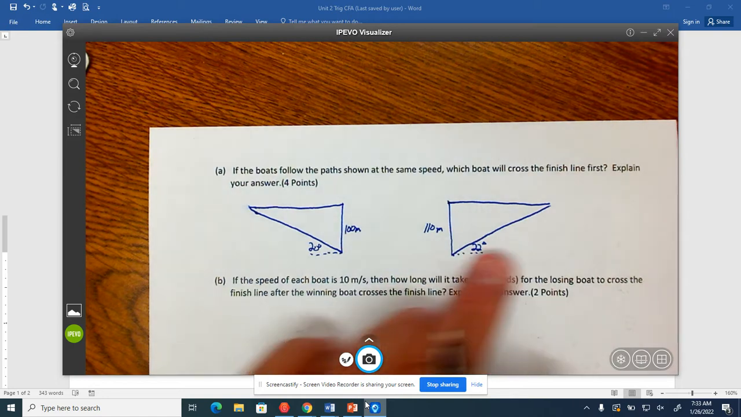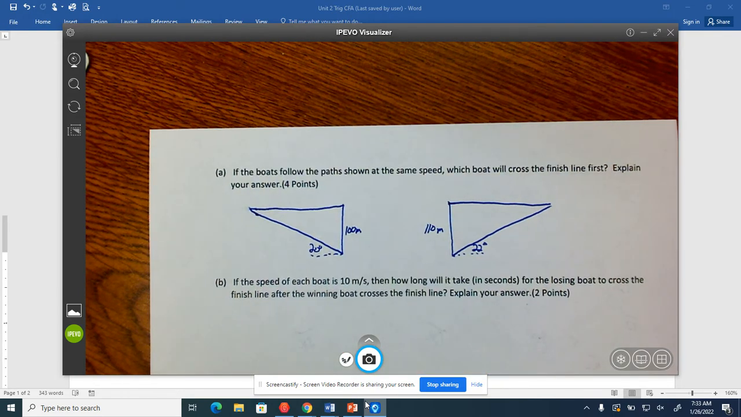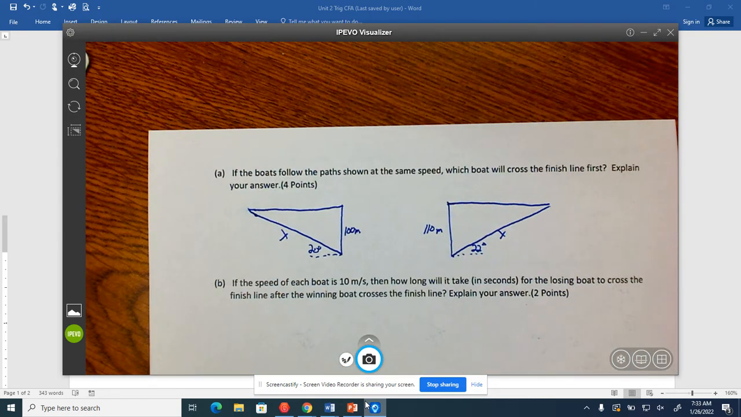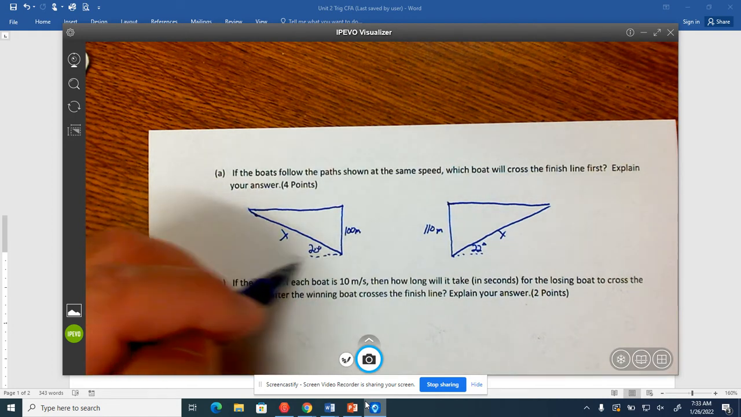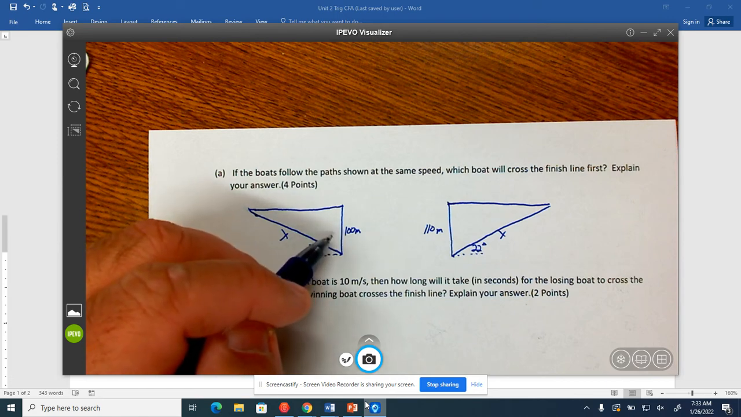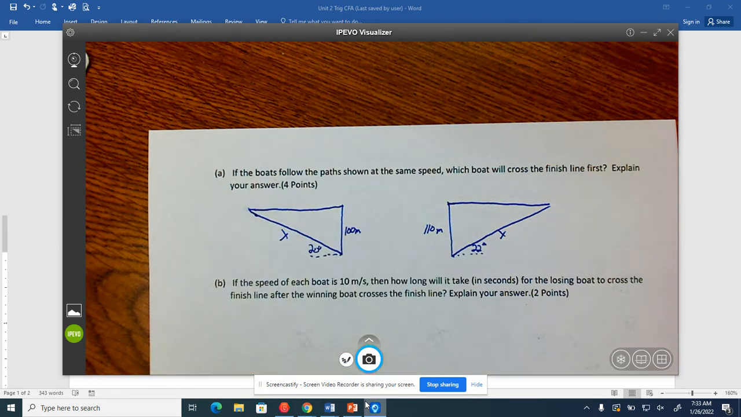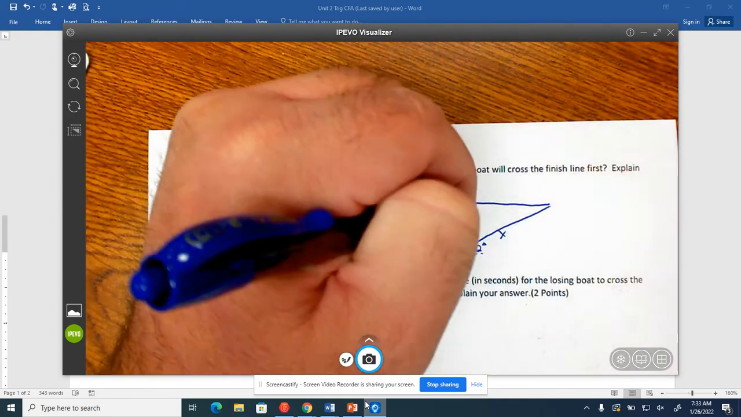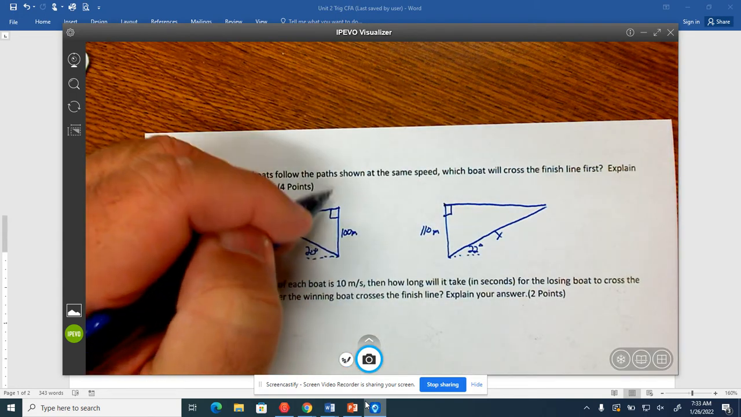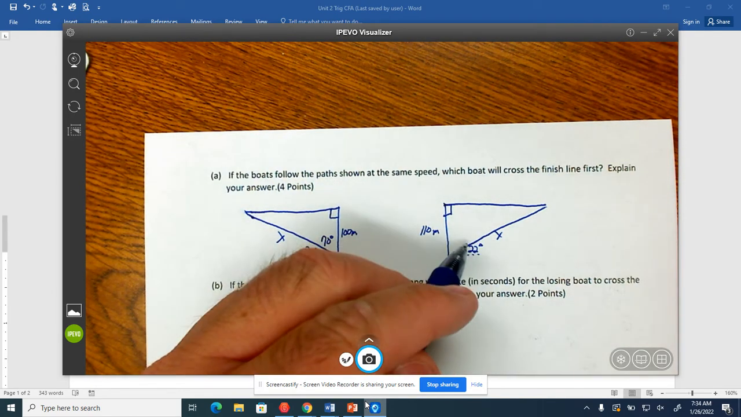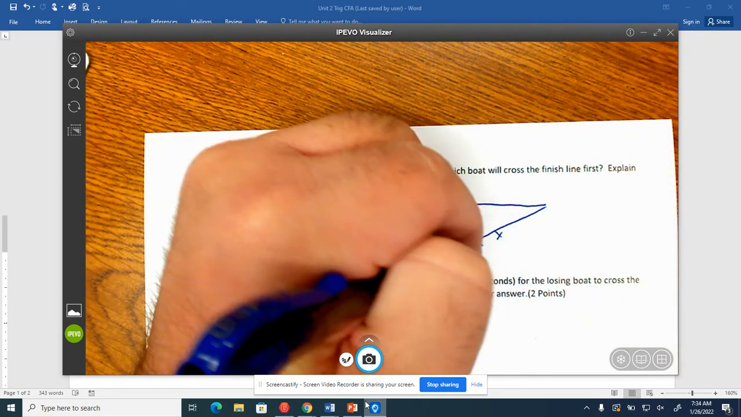I redrew those triangles. I want to know which one gets on their path faster. Now, the picture clearly shows that this is 20 degrees. We never use this angle. We only use the angles on the inside of the triangle. So this doesn't have anything listed. However, I do know that this is a 90-degree angle. If this on the outside is 20, this on the inside has to be 70. This on the outside is 22, then this on the inside has to be 68.